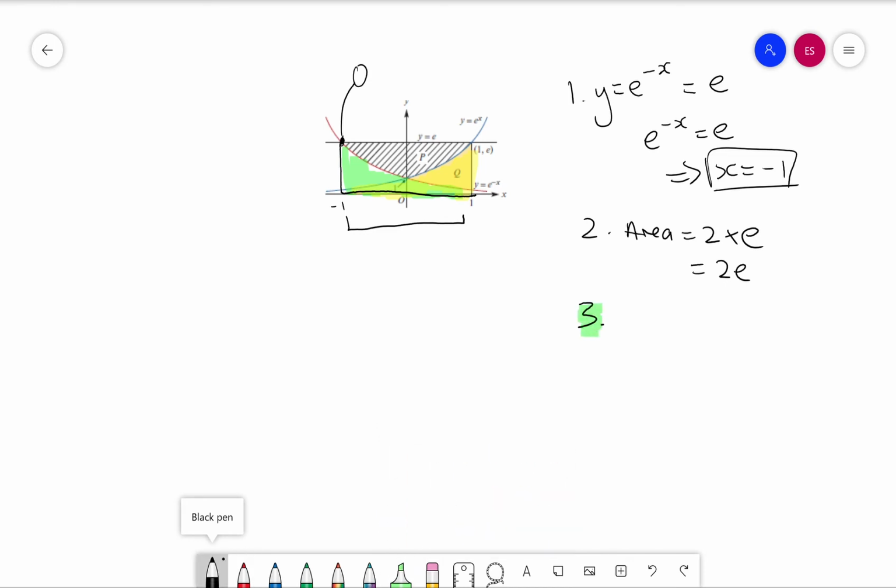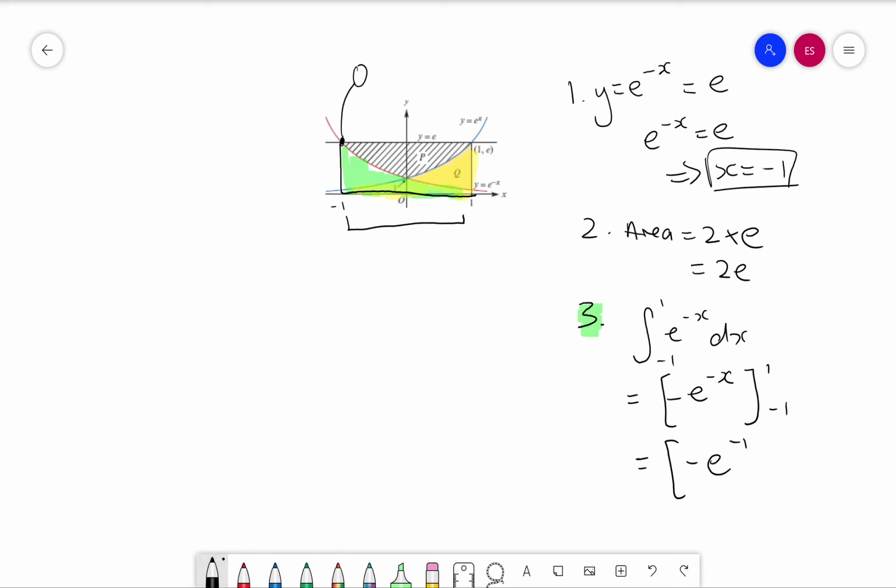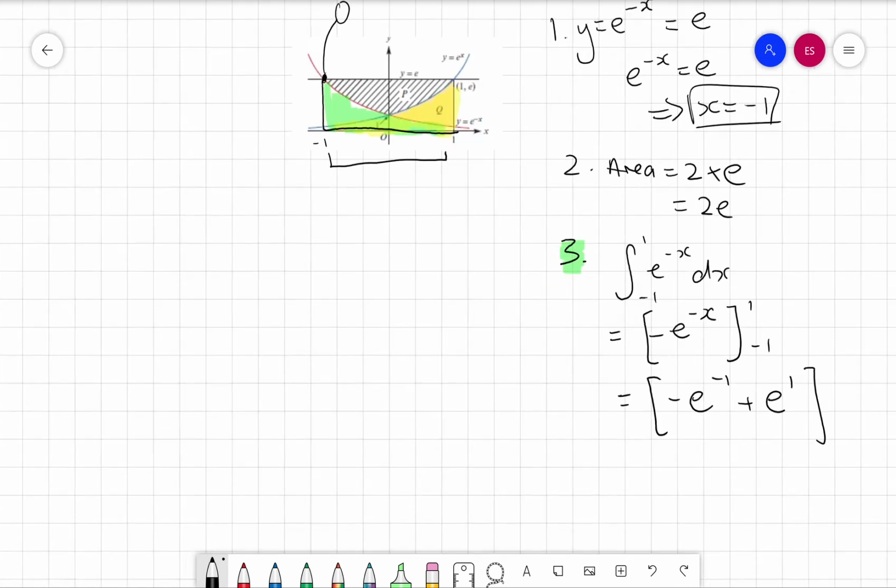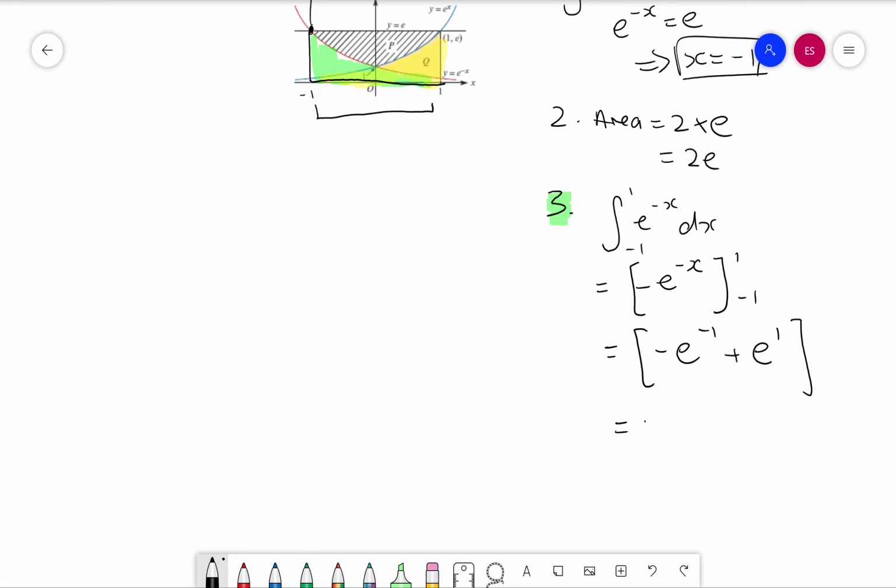We can do that by integrating e to the negative x, the red curve, between 1 and -1. Now the integral of e to the negative x is minus e to the negative x between 1 and -1. So we'll get minus e to the -1 plus e to the 1. So that'll give us e minus e to the -1.